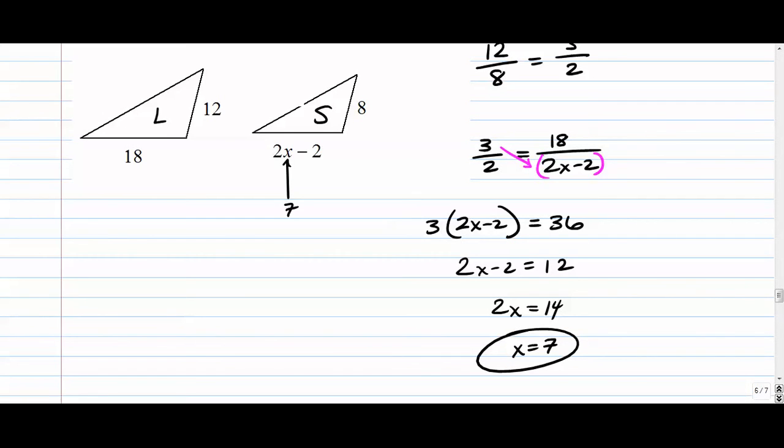Right there. Let's check that. 2 times 7 minus 2. That's 14 minus 2. That's 12. So 18 over 12. Does that equal 12 over 8? And you can check it. 18 times 8 is 144. 12 times 12 is 144 as well. So that checks out nicely.